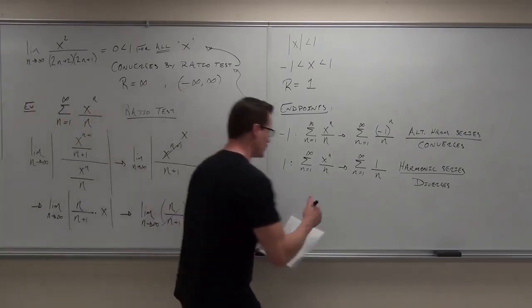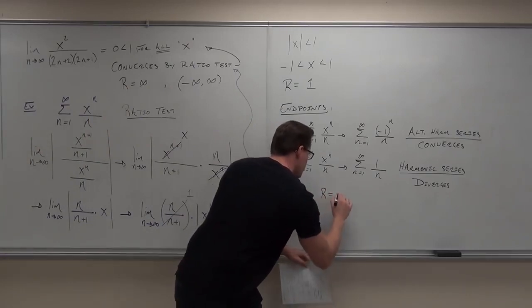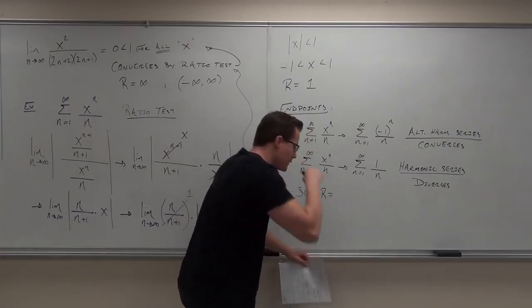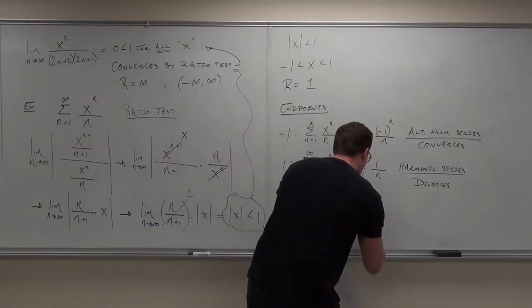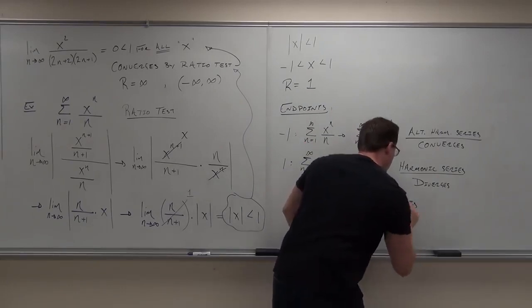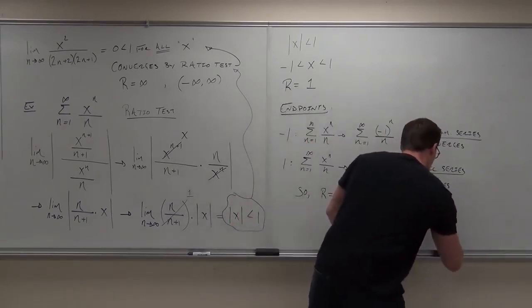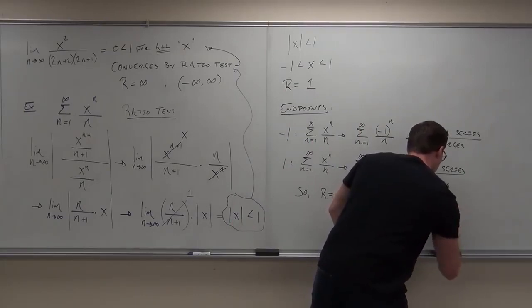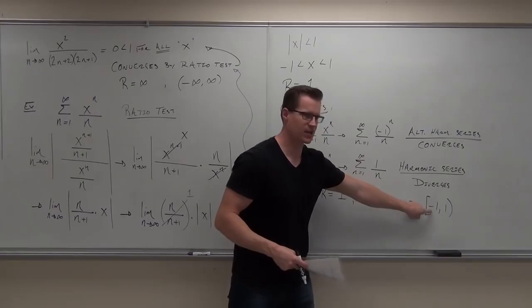So last thing we're going to do, our radius, what was our radius of convergence? 1. And our interval of convergence, what's our interval of convergence? Bracket negative 1. Why is there a bracket there? It includes negative 1. Negative 1 makes that series converge.